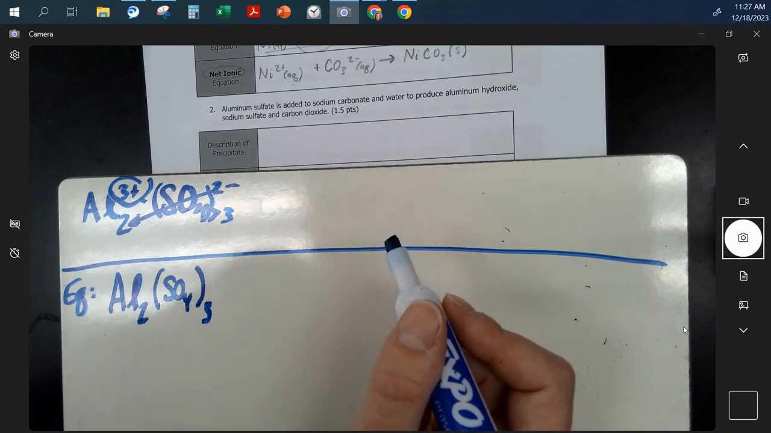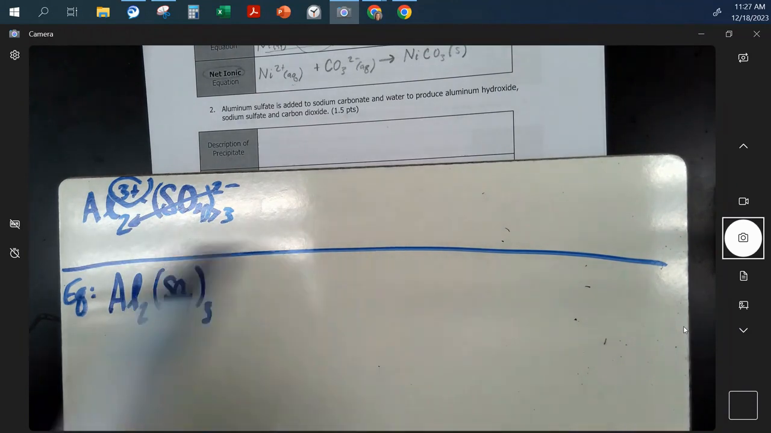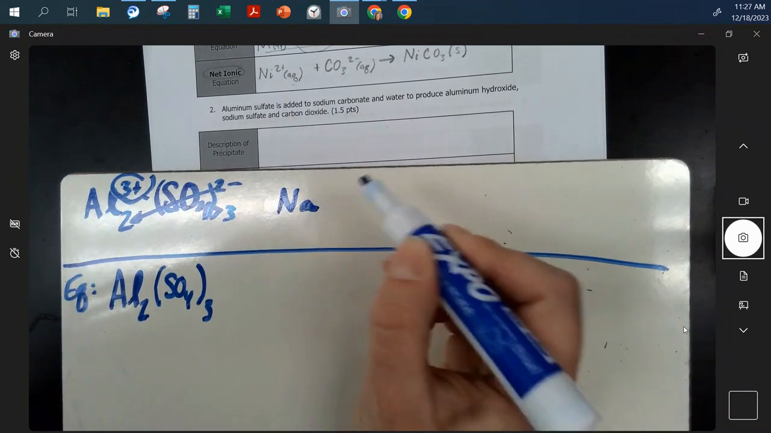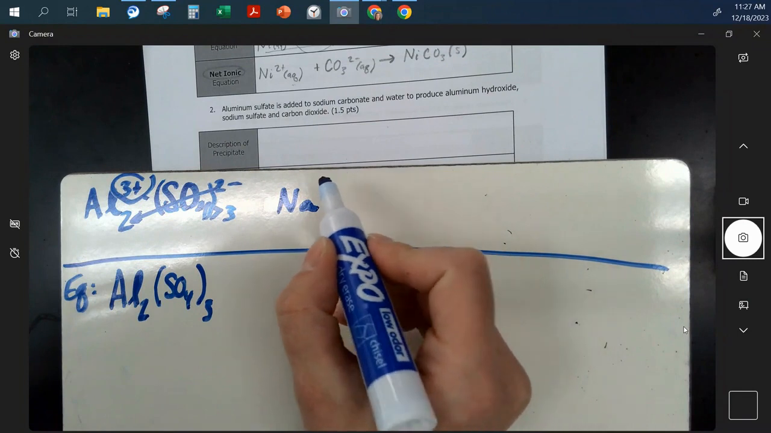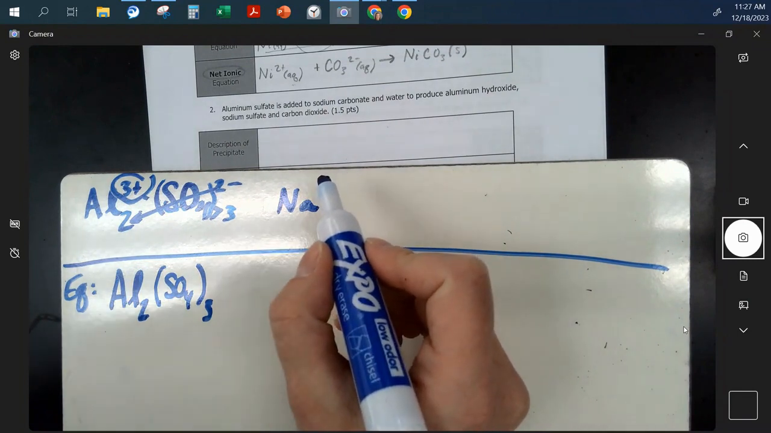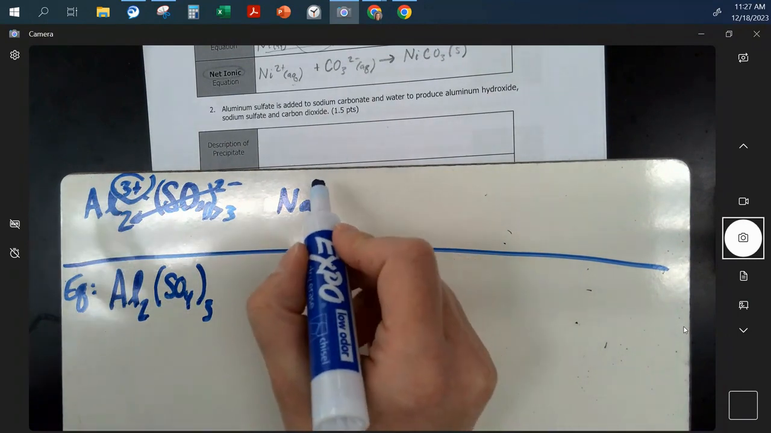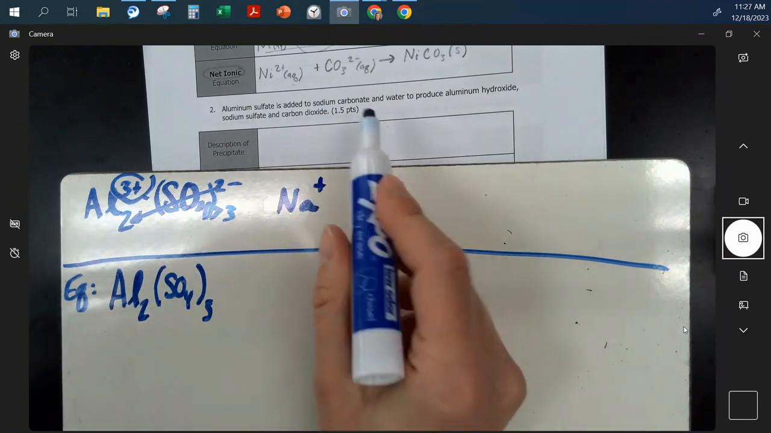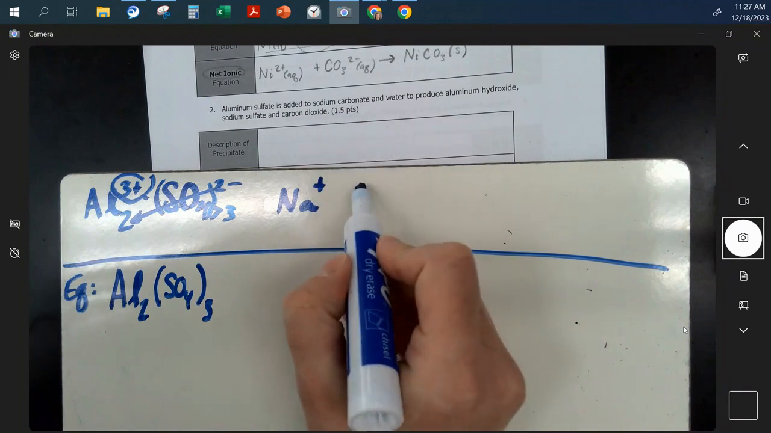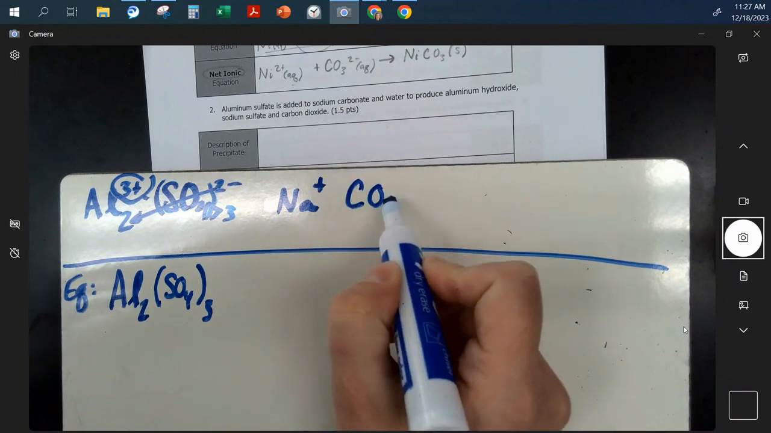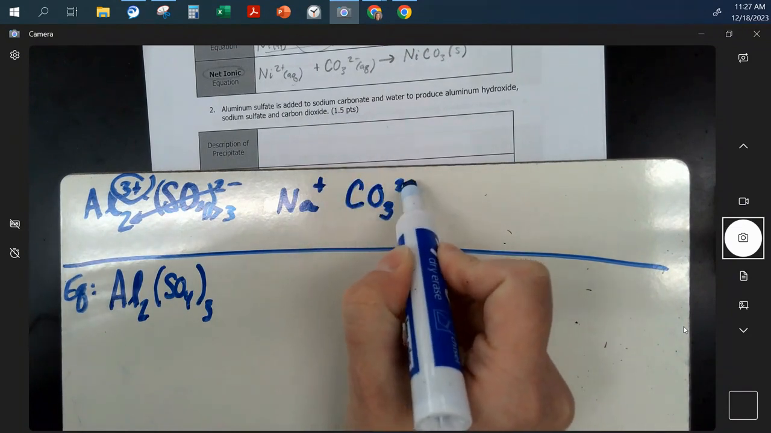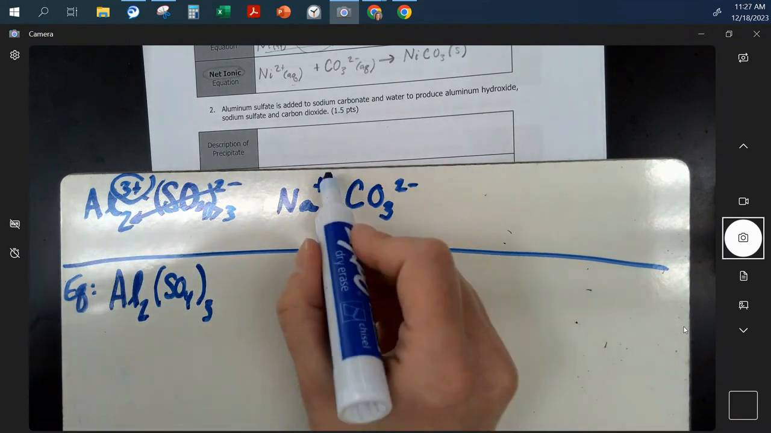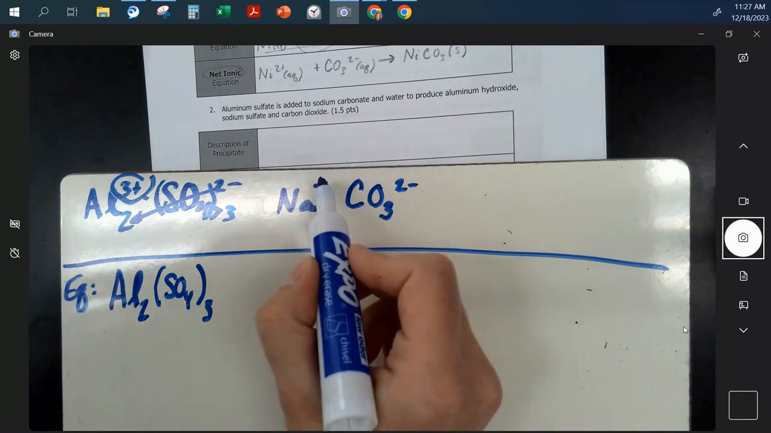Cool. Okay, the next piece of this is added to sodium carbonate. Do you know the charge on sodium? It's +1, positive. It's in the first column, and everything in the first column forms a +1. Do you remember the formula for carbonate? CO3 2-. That's carbonate. Then we can do the crisscross.